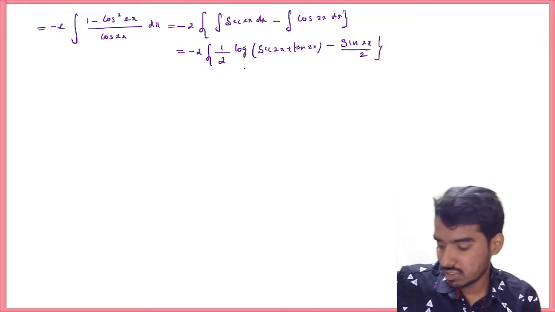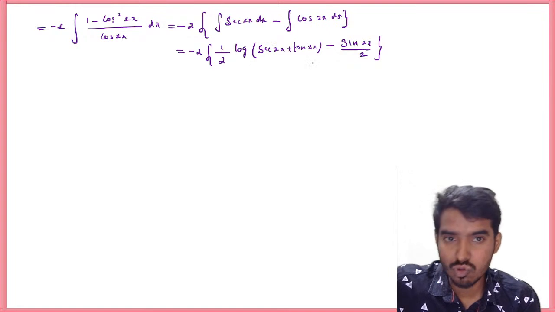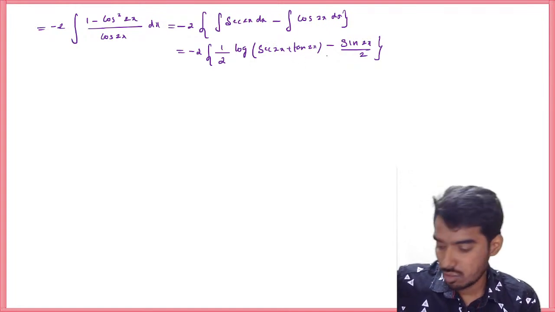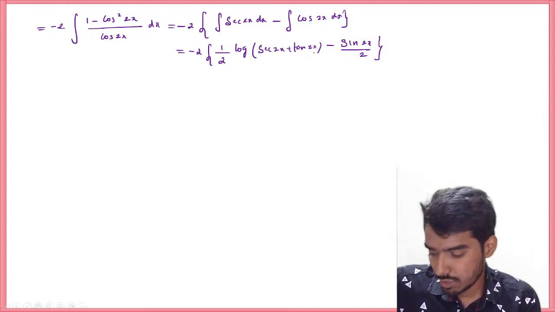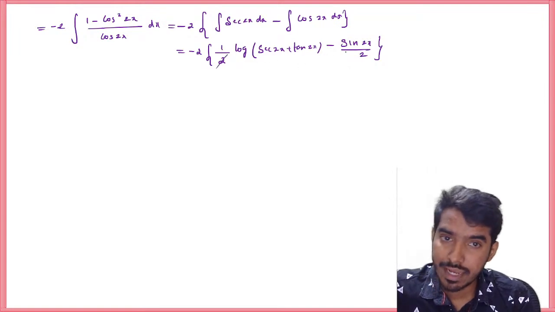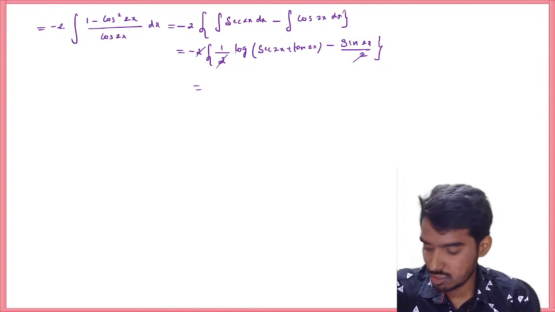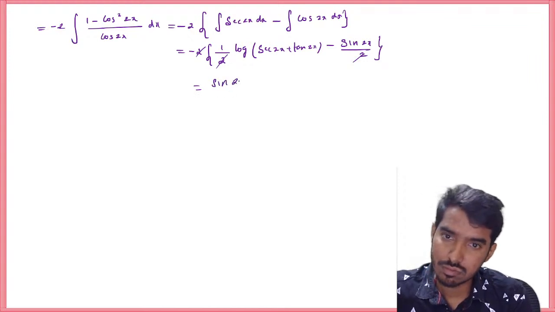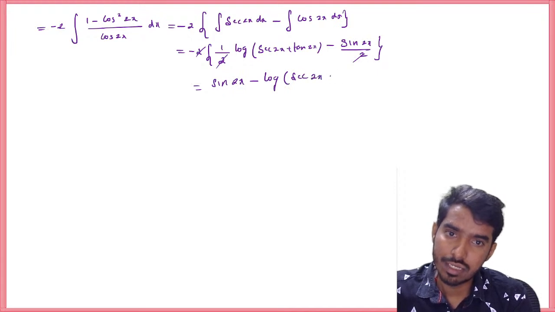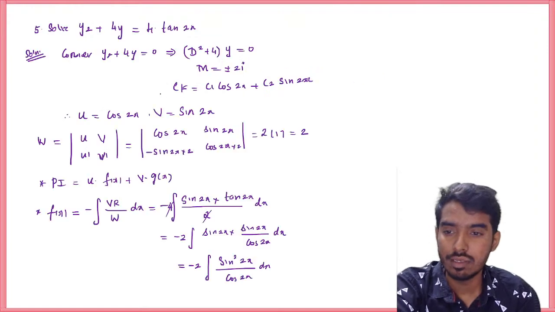You can also cancel this 2, right? Okay, so therefore, you can cancel this 2. If we take this minus inside, this will be plus. So sin 2x minus log of sec 2x plus tan 2x is your f of x.